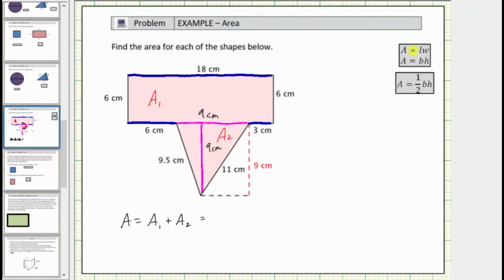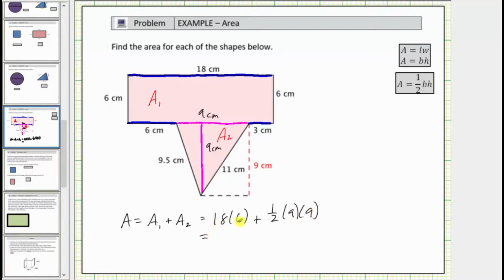The area of a rectangle is equal to length times width, or we could say base times height. Either way, the area is equal to 18 centimeters times 6 centimeters. We'll put the units on the end, so we have 18 times 6, plus the area of the triangle. The area of a triangle is equal to 1/2 base times height, so we have 1/2 times base, which is 9 centimeters, and the height is also 9 centimeters, so we have 1/2 times 9 times 9.